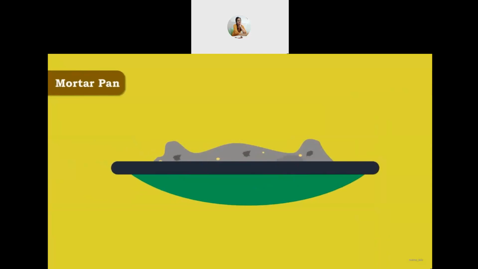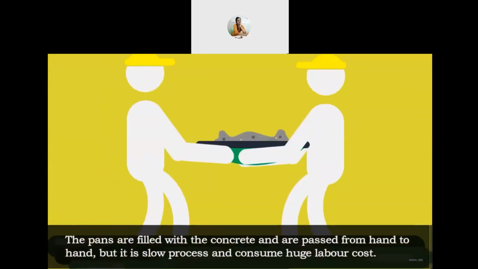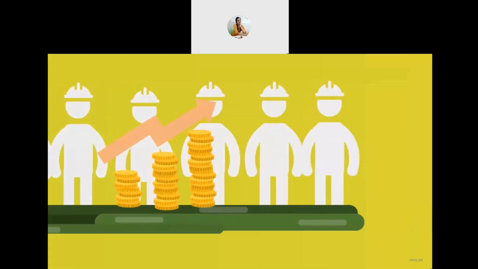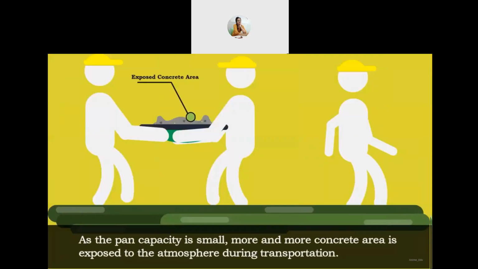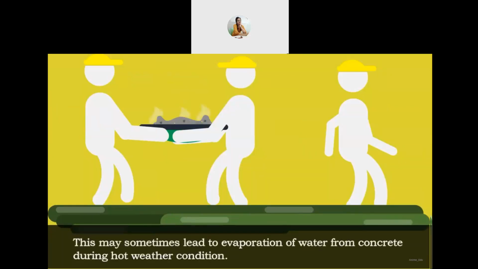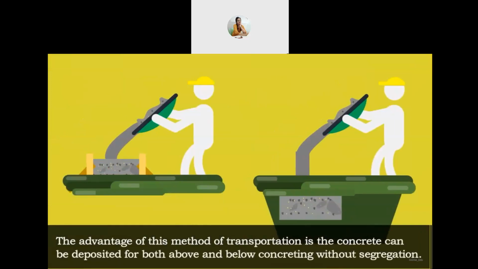Mortar pan. This is the common method of transporting concrete. The pans are filled with the concrete and are passed from hand to hand, but it is a slow process and consumes huge labor cost. As the pan capacity is small, more and more concrete area is exposed to the atmosphere during transportation. This may sometimes lead to evaporation of water from concrete during hot weather condition. The advantage of this method of transportation is the concrete can be deposited for both above and below concreting without segregation.